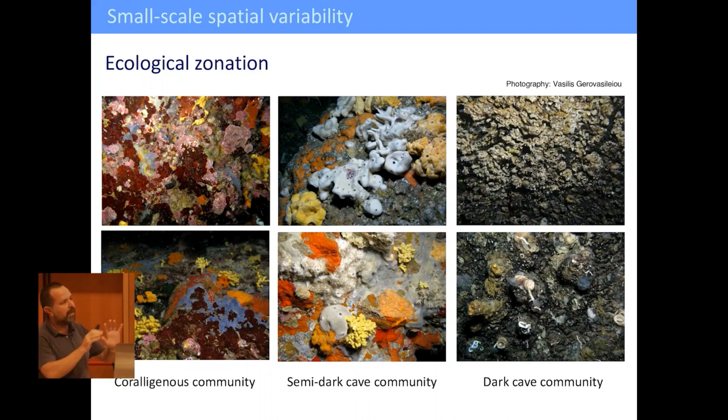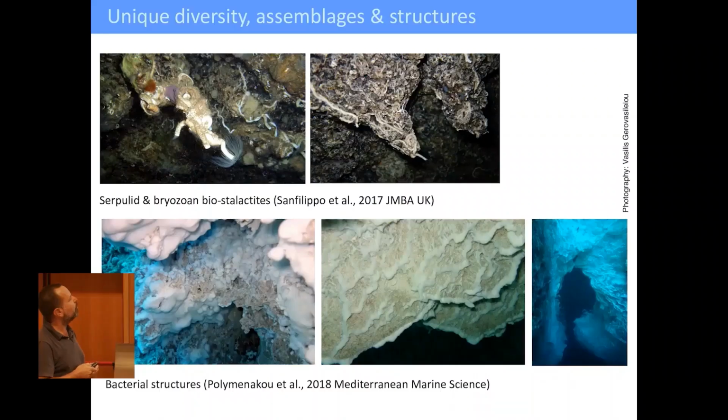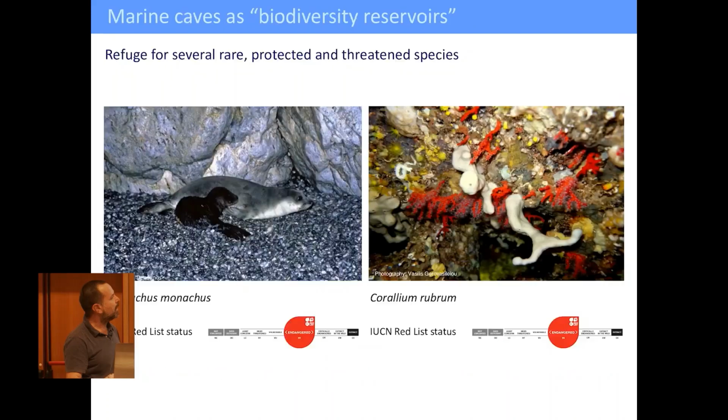And as we move to the end of the cave, to the more dark conditions, we have these biogenic formations by serpulid worms. And apart from the biogenic formation, we also have bacterial formations in caves because of the influxes of fresh water that contain high abundances of certain chemicals that can encourage bacterial growth. And of course, again, the Mediterranean caves are home for endangered organisms, such as the monk seal, or the precious Mediterranean red coral, Corallium rubrum.